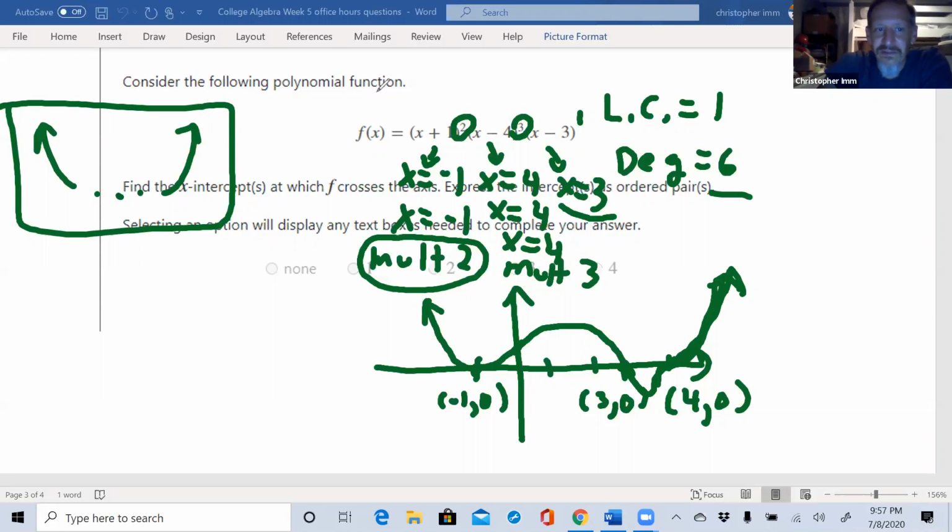Okay, so this one says, at what x-intercepts does it cross the axis? So your answers would be at (3, 0) and at (4, 0). Those would be the two where it crosses the axis. Since the -1 had multiplicity 2, an even multiplicity, it bounced off. All right, so when you get to this point, you'll be able to put everything together there.